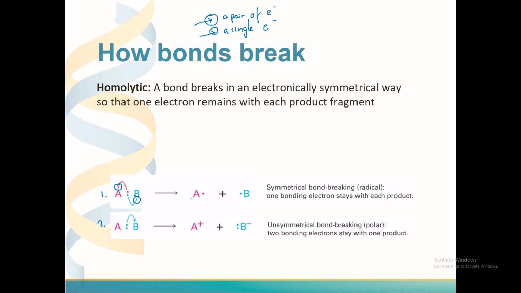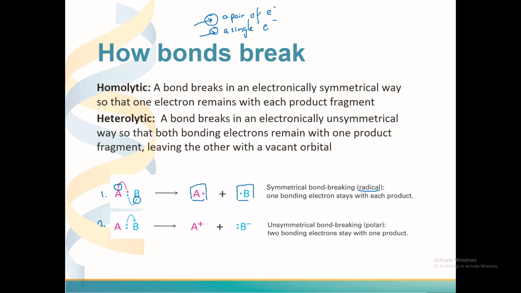As a result, you get A dot and B dot, which you can call A radical and B radical. This is the type of symmetrical bond breaking, where one bonding electron stays with each product. So you got 2 radicals in this case.